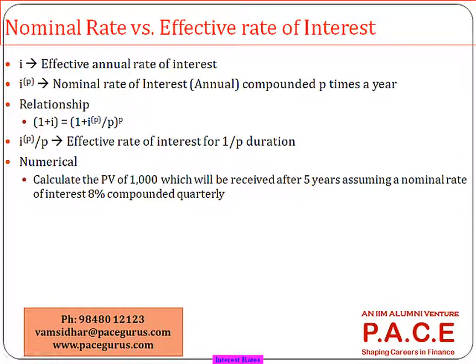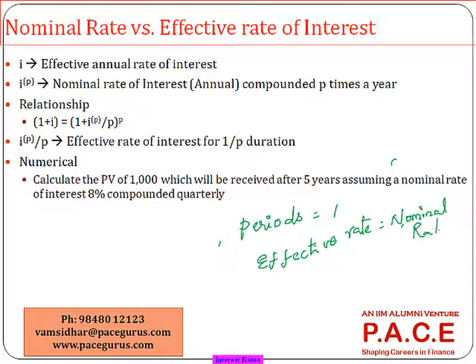So if I have to identify the difference between an effective rate and a nominal rate, the first thing I would like to bring out is, if the number of periods is equal to 1, effective rate is always equal to nominal rate. I'm not saying number of years equal to 1. Number of periods equal to 1, I'm making a statement that effective rate is equal to nominal rate.